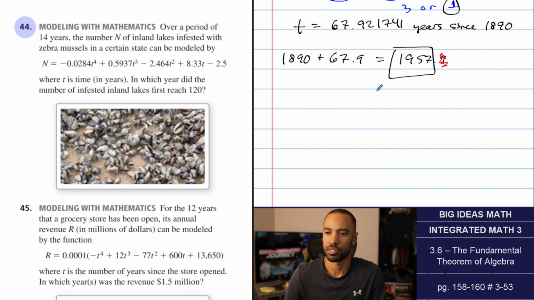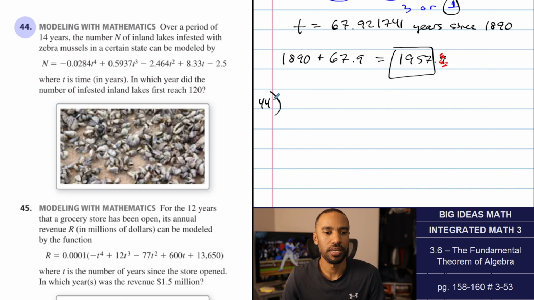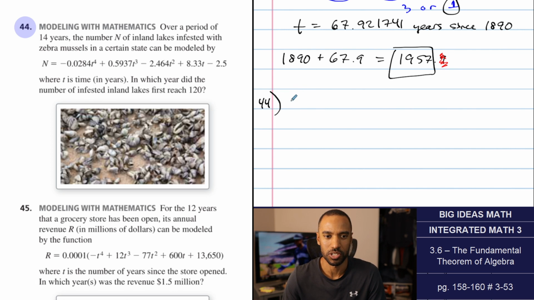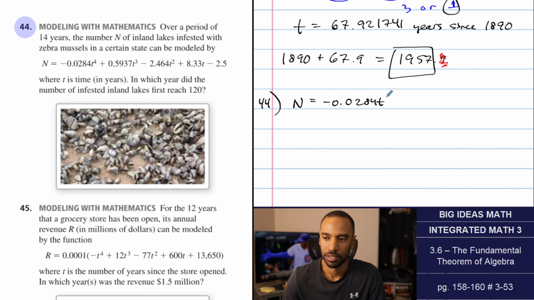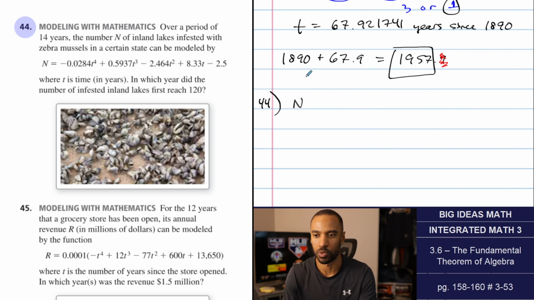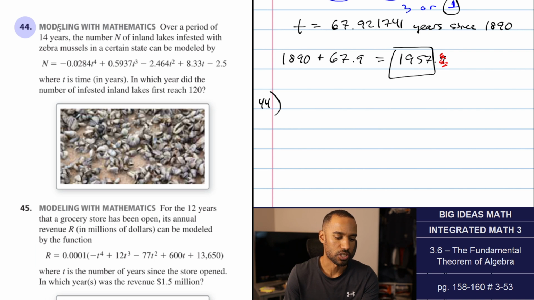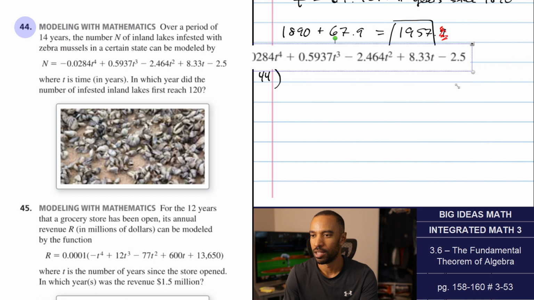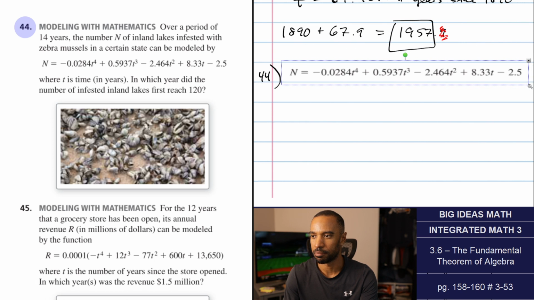Okay, number 44. Modeling with mathematics. Over a period of 14 years, the number n of inland lakes infested with zebra mussels in a certain state can be modeled by this big guy. All right, a lot of stuff. I even need to write this on multiple lines. How about I just copy and paste what's written there, because I won't be able to fit this on one line cleanly, but I will probably have to do more of my own work after this. A little bit less writing didn't hurt nobody, right?